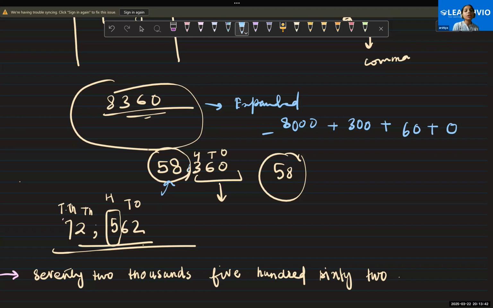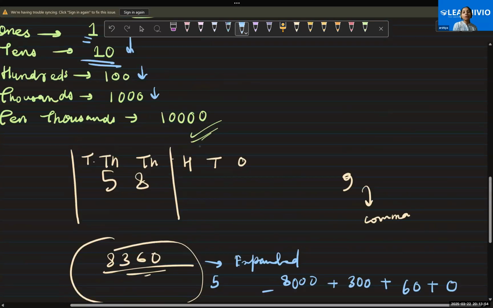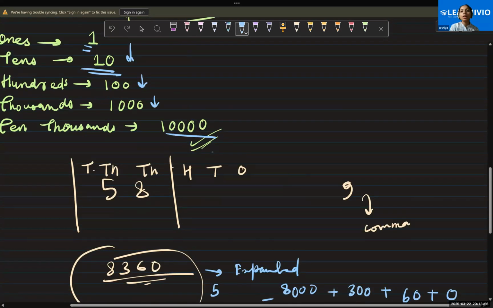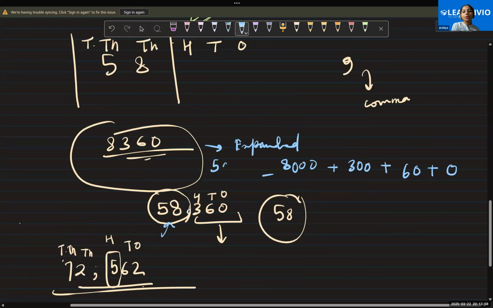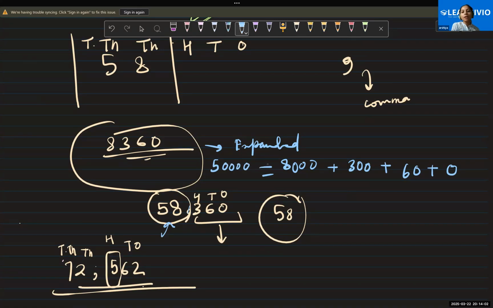Okay, I'll explain, not an issue. This number was 8,360, so we wrote the expanded form. Now if we have 58,000, first I'll write the 10,000, right? How many zeros are there in 10,000? 4 zeros. Okay. So I'll write 50,000, with 4 zeros, plus 8,000 plus 300. The same thing, I just added 5 here.